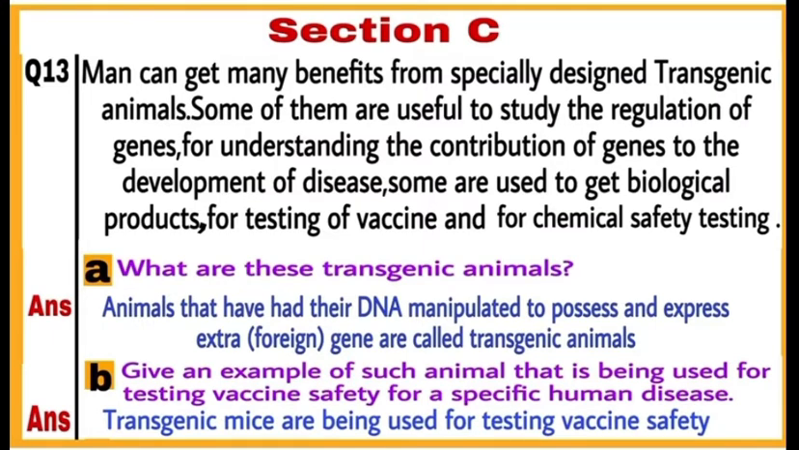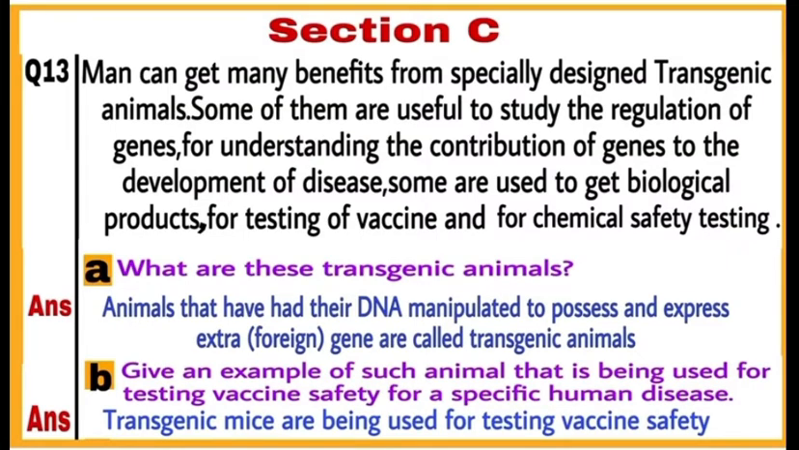जिन एनिमल्स के डीएनए को हमने अपने अकॉर्डिंगली चेंज कर दिया है, मैनिपुलेट कर लिया है by introducing some foreign gene of our interest और अब एनिमल इस फॉरेन जीन को एक्सप्रेस कर पा रहा है, then these animals with changed DNA are called as transgenic animals. Part B. Give an example of such animal that is being used for testing vaccine safety for a specific human disease. वैक्सीन सेफ्टी को टेस्ट करने के लिए ट्रांसजेनिक माइस का यूज किया जाता है.